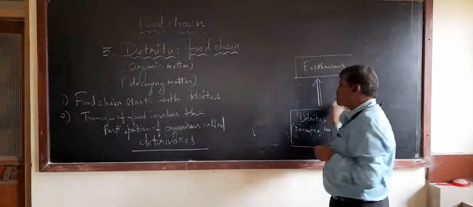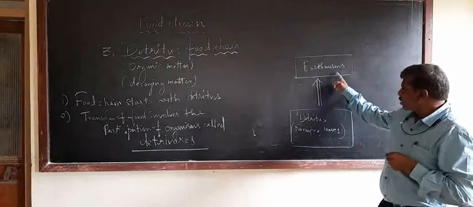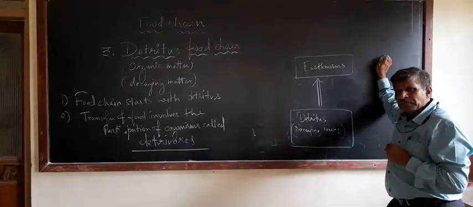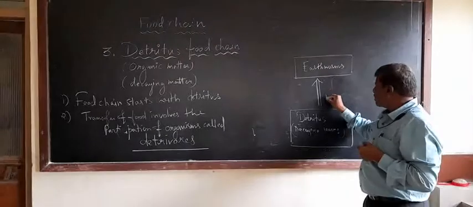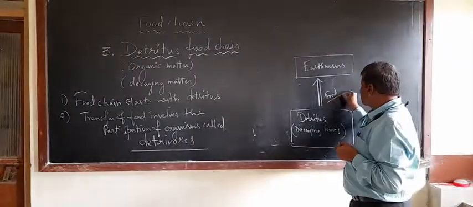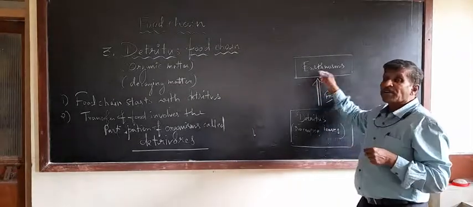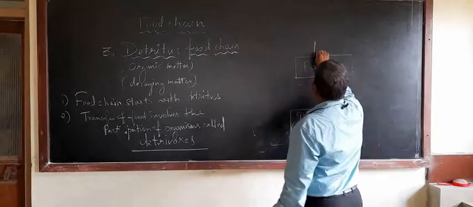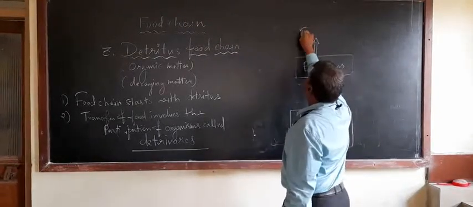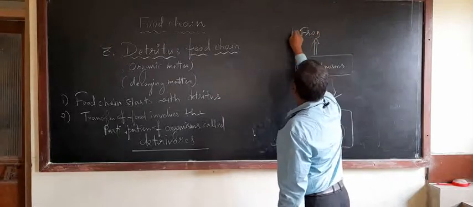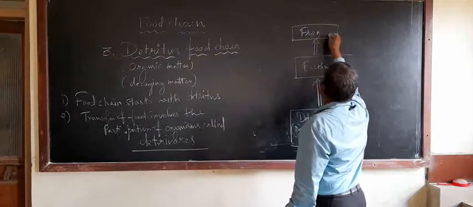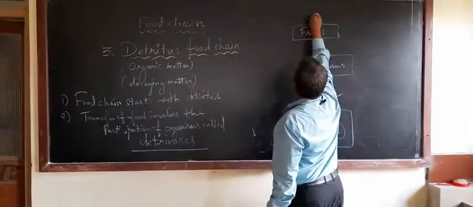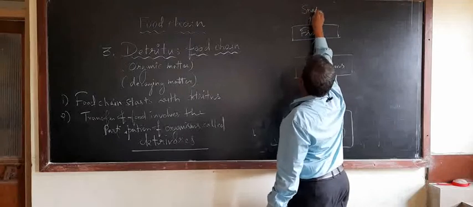There are some organisms like earthworms. These earthworms directly feed upon the detritus, that is the decaying matter. By feeding upon the detritus, the food present in the detritus is getting incorporated into the body of earthworms. And these earthworms may be eaten up by animals like frogs.